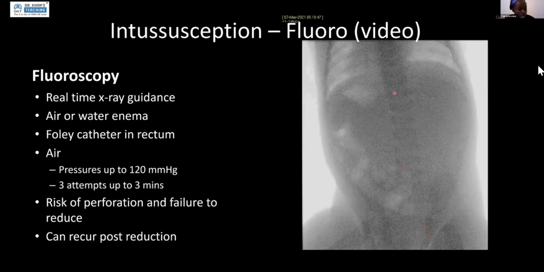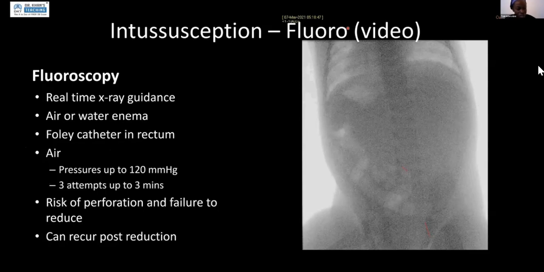So what we do in my practice is that we do an air enema reduction, so a pneumatic reduction. Some centers do a water enema reduction, but I think Sam and I both do pneumatic ones. And what we do is we do it under fluoroscopy, so we have real-time X-ray guidance because there's a risk of perforation. And so we put a catheter into the rectum. I try to use as big of a one that I can fit in, so a 16 French is usually what I go for, and I put it into the rectum.